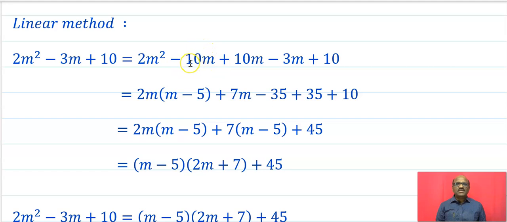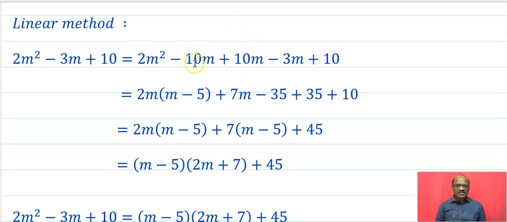The next term must be the 10m. So that if I take the common from these two terms, that is 2m, then in the bracket you will get m minus 5. Now I am adjusting here minus 10. Minus 10 is an extra term. To balance this minus 10, add here a plus 10.